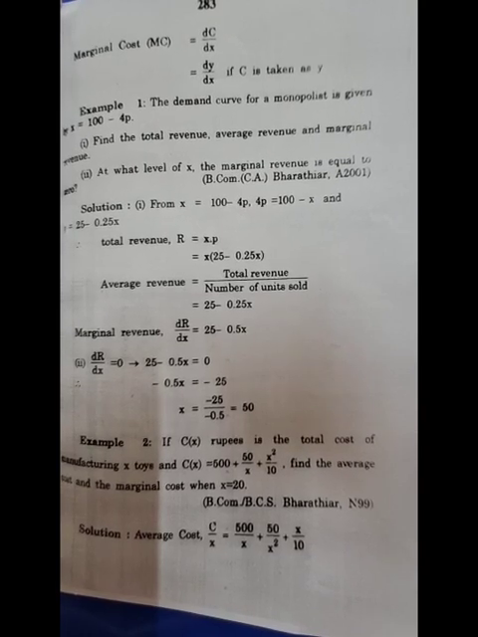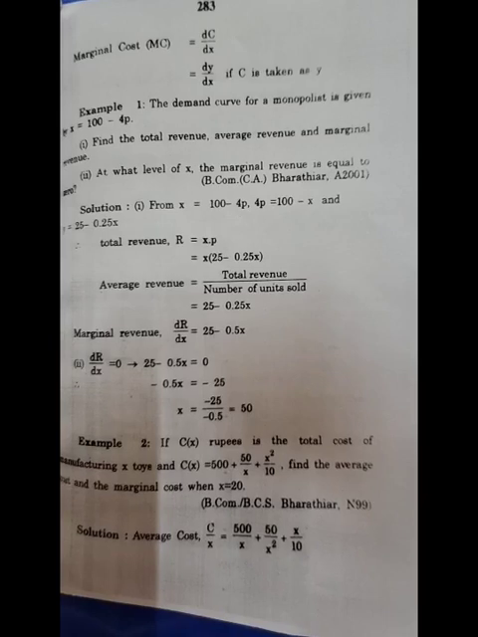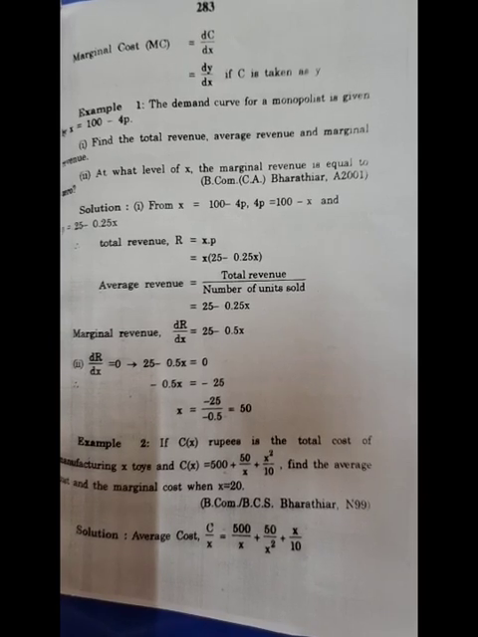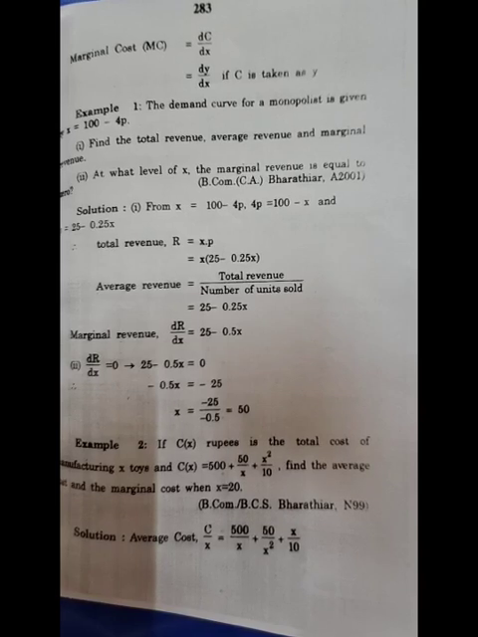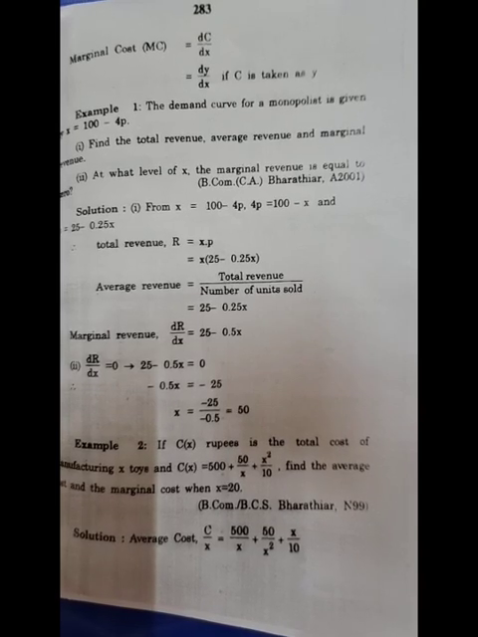Second part. Derivative of R divided by derivative of X is equal to 0, which is 25 minus 0.5X is equal to 0. When we solve it, X is equal to 50.